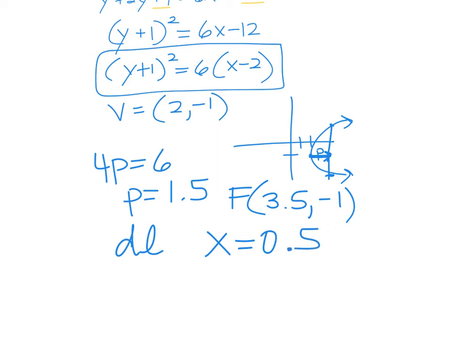How did you get 3.5? Oh, okay. So if my vertex starts at 2, negative 1, and I need to move 1.5 to the right, then I just add 1.5 to the x, not the y. The y is not changing. So I'm going right and left.